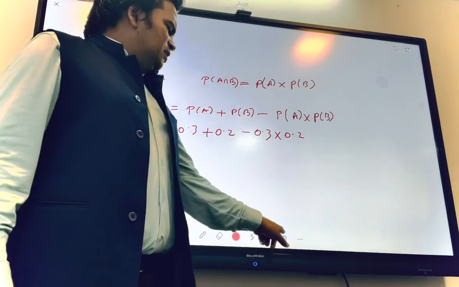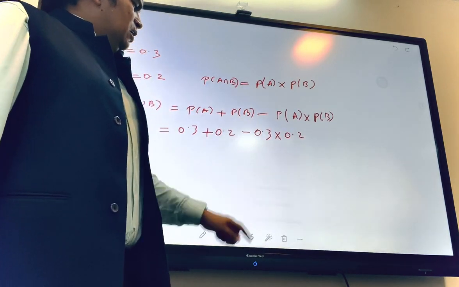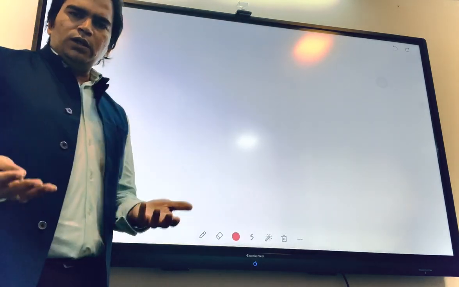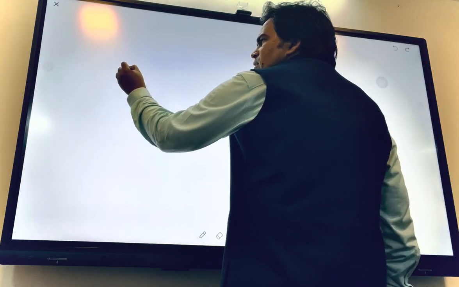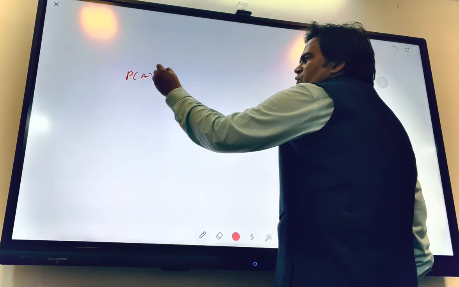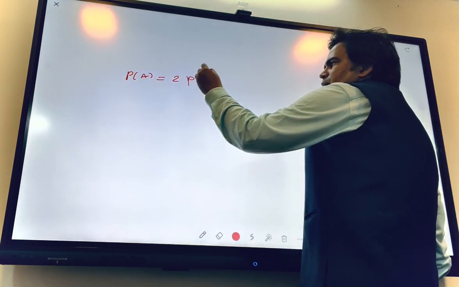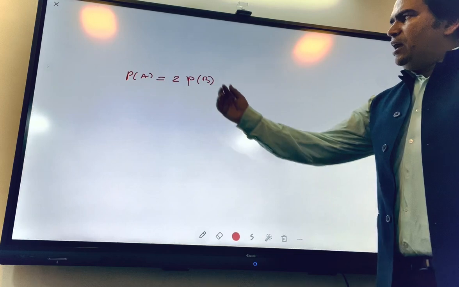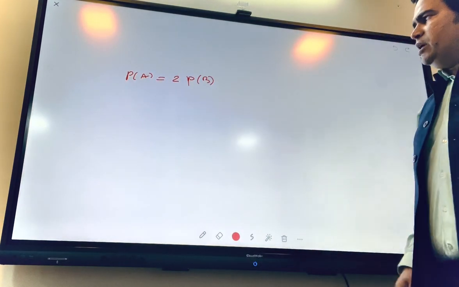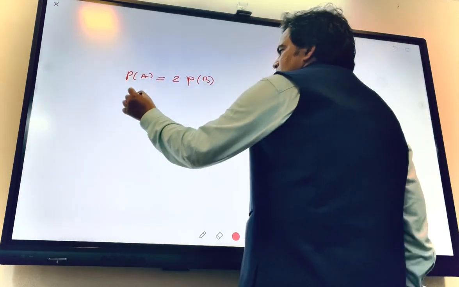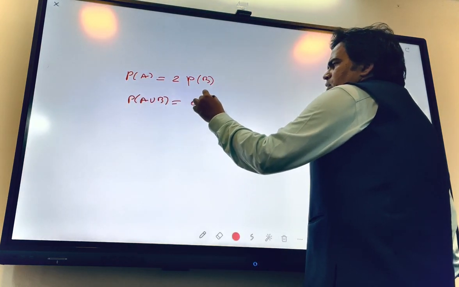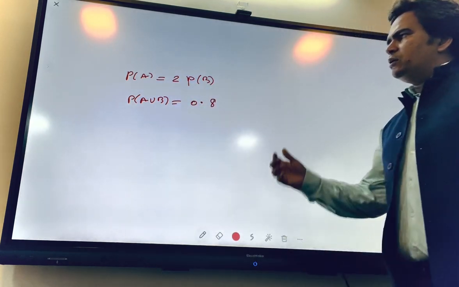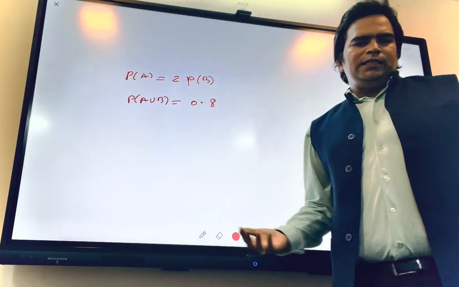One of the kinds of questions that has also been assessed in IB is a problem based on equation solving skill. So let's say they give us that two events are independent and it has been given that probability of A is 2 times probability of B. It is also given that probability of A union B is 0.8, and what you have to find out is the individual probabilities.